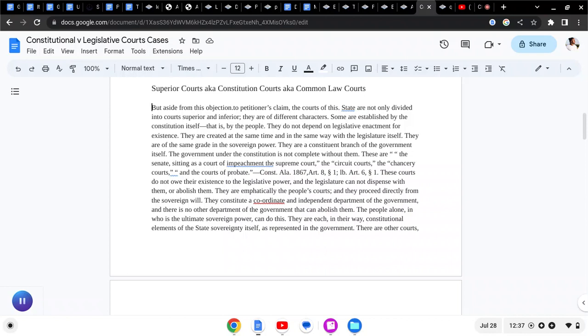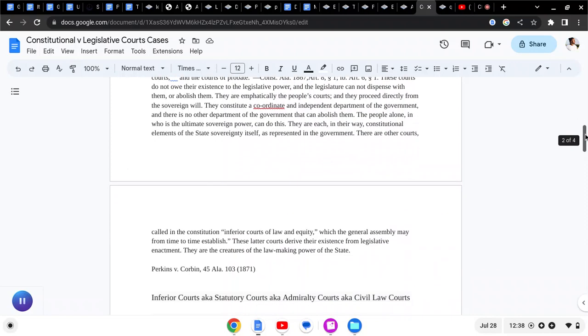The people can abolish every branch of government that they don't like whenever the hell they want. They can nullify every Supreme Court decision that they don't like whenever the hell they want because they're sovereign. All three so-called branches of government are administrative agencies of the people because the people created them. They are, in their own way, constitutional elements of the state sovereignty itself, as represented in the government.